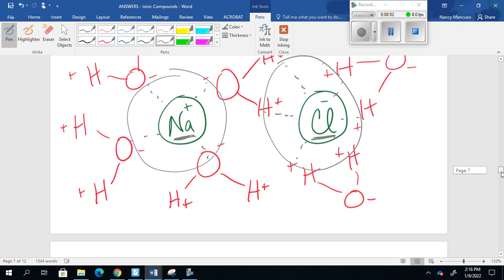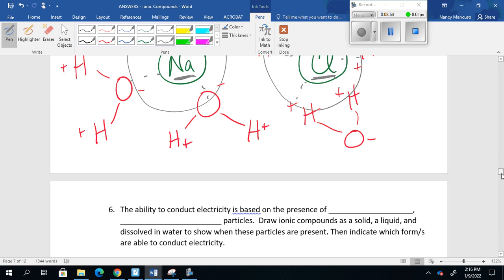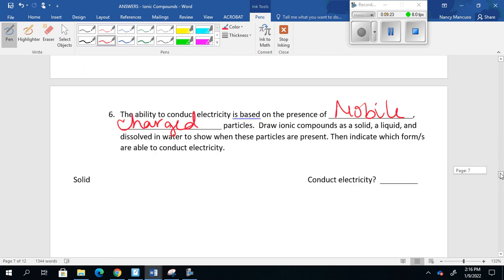And I've got mobile charged particles now. So because I have these mobile charged particles, I'm going to be able to conduct electricity. So the ability to conduct electricity is based on the presence of mobile charged particles. They can now move. This is moving and this is moving. Before, when it was in my hand, it was a solid. It was not able to conduct electricity because it was not moving. But now that those ions can move, it can conduct.